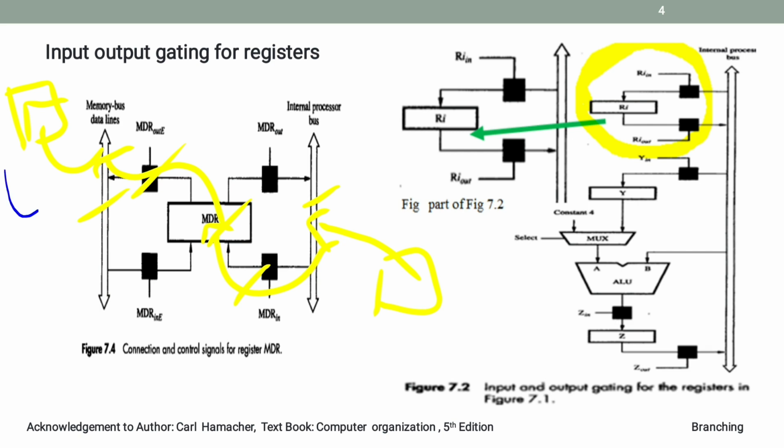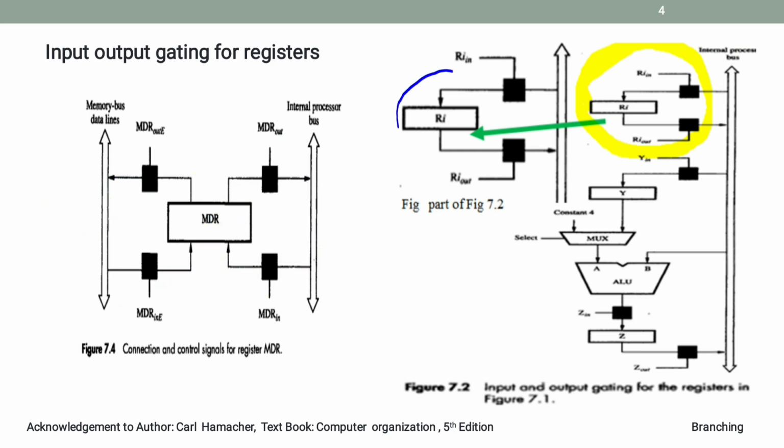Next, if data is to be brought from memory, when memory puts it on the memory data lines, the MDR in E signal is given. Then from the external data lines it goes to MDR. Then the MDR out signal is given. From MDR it is put onto the internal processor bus. From here it is taken to any register. This is a read operation done by the processor. This is how input output operations with MDR through the signals MDR in, MDR out E, MDR in E and MDR out are called input output gating of the MDR register.